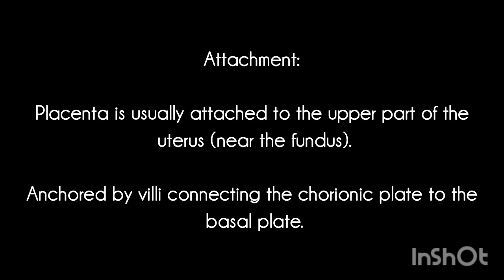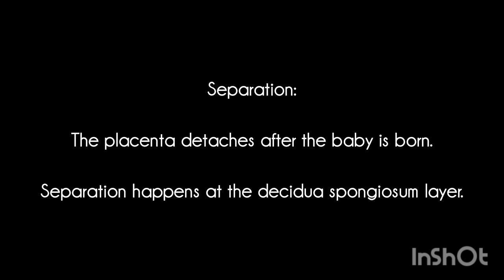Attachment and separation. Attachment. Placenta is usually attached to the upper part of the uterus near the fundus. Anchored by villi connecting the chorionic plate to the basal plate. Separation. The placenta detaches after the baby is born. Separation happens at the decidua spongiosum layer.